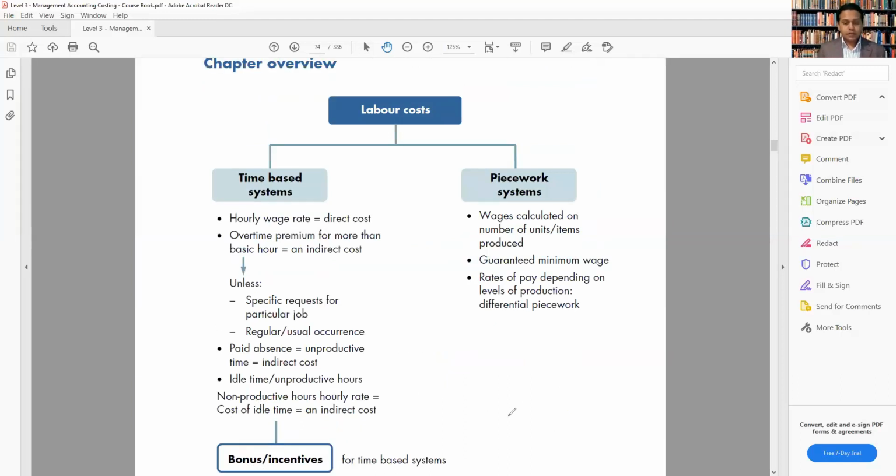On the chapter overview, the first point we're going to learn from this chapter is the time-based system. Now, time-based system is very common everywhere, like how many hours you're going to work, and it will multiply by how much is per hour for you. Let's say if I work 10 hours, and if the per hour rate is 10 pound, so that will be 100 pound. That will be my basic pay.